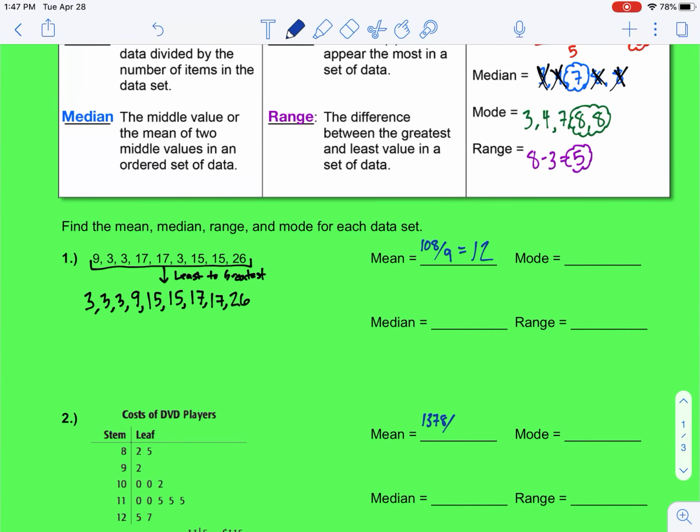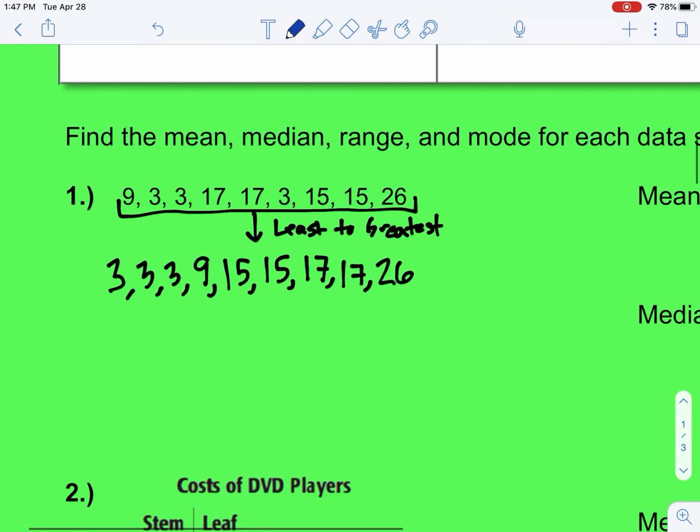I'm going to go to mode next just because that one's pretty easy. You'll notice I have 3 3s, 2 15s, and 2 17s.